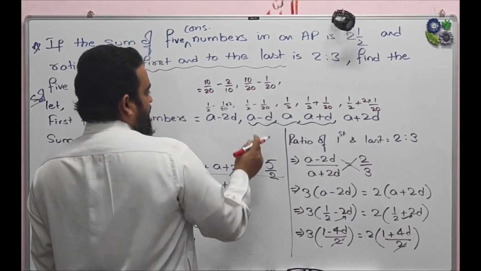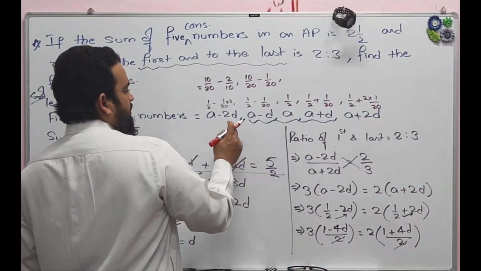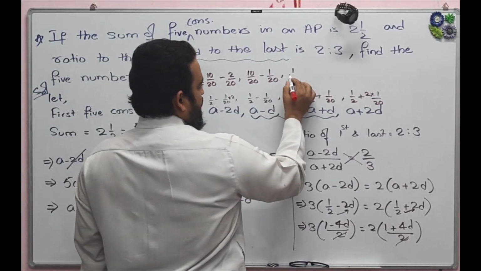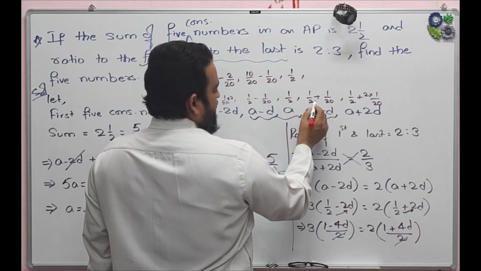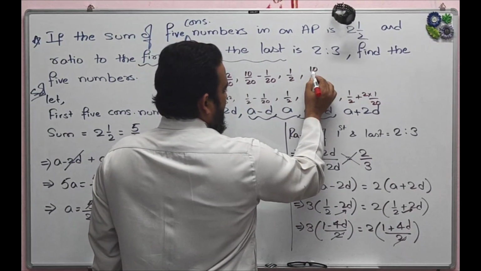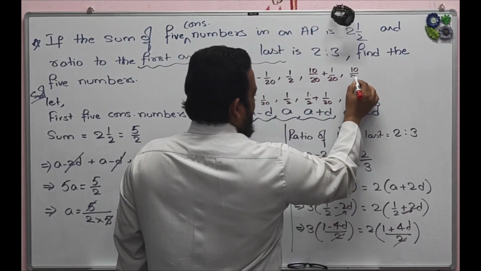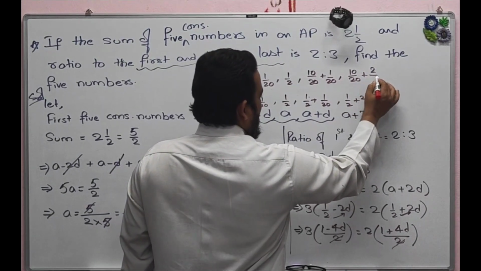Sir, 2 by 20, first one. Sorry? You wrote 2 by 10. Okay, 2 by 20. So it is 1 by 2. And the next one, here multiply with 10: 10 by 20 plus 1 by 20. And in the same way, it is 10 by 20 plus 2 by 20.